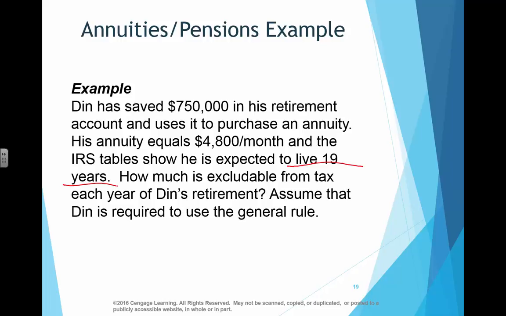What's our first step? Calculate the exclusion ratio. You've got to take the amount that he invested in the contract divided by his annual payments times his life expectancy. So give me a percentage, please.